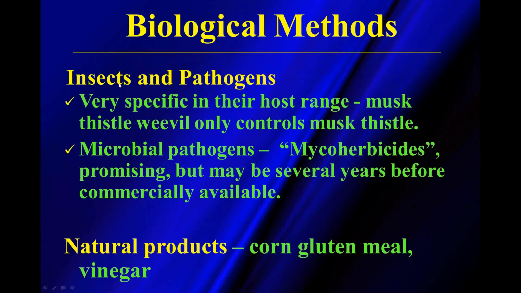Specifically, we're talking about insects and pathogens. There are insects that specifically feed on certain weed species, and this comes in handy, assuming that they only use that weed species as their food source. The same with pathogens. There are fungal diseases that infect certain weeds and specific weeds, and once that weed dies out, then they disappear, just like the insects.